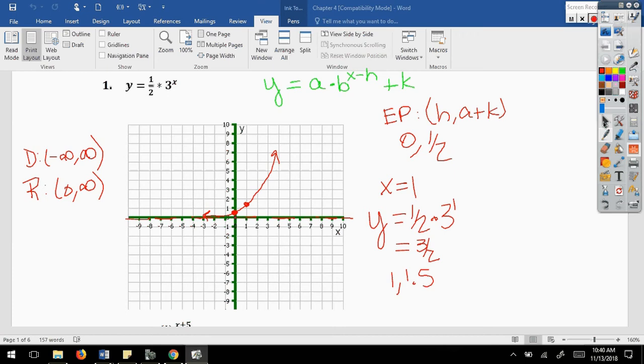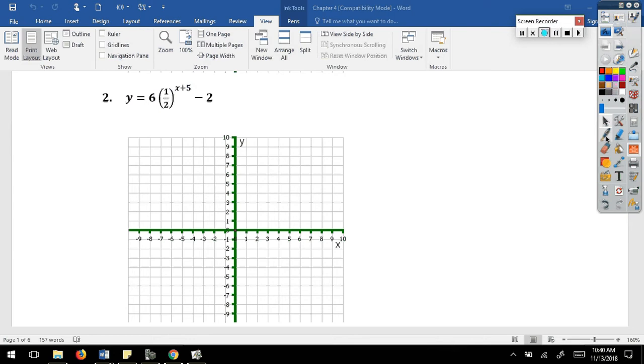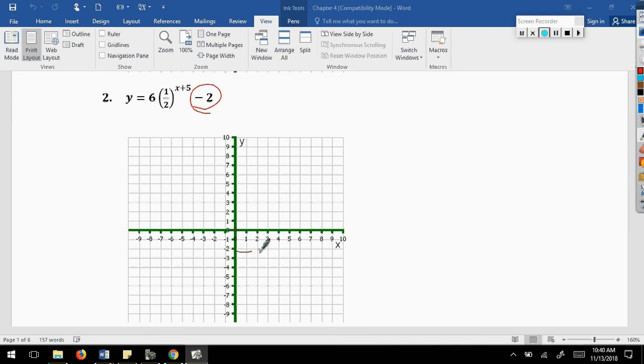Alright, number 2. This one is a little more involved. I do have an h and I do have a k. So here, of course, this is my asymptote at negative 2. Easy point: h, so negative 5, and then a plus k, which would be 4. So negative 5, up to 4.